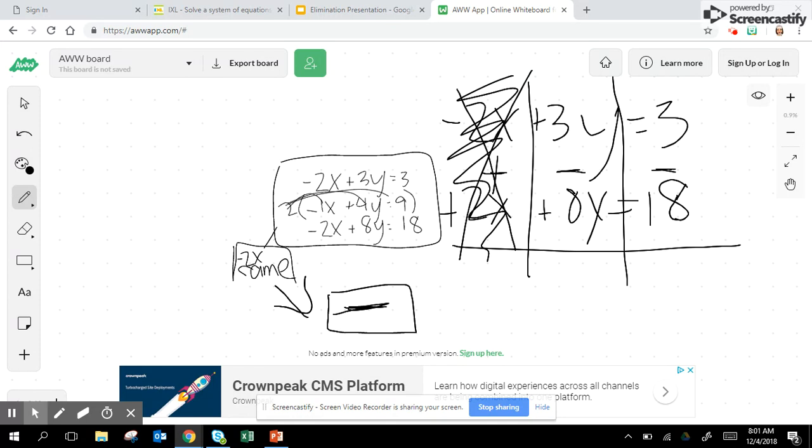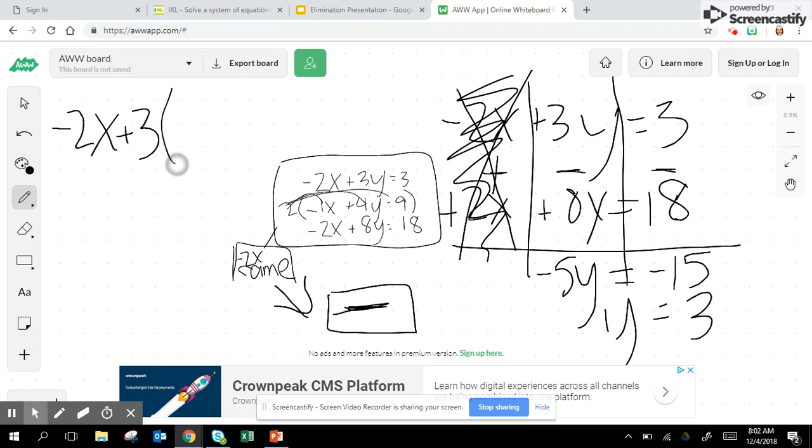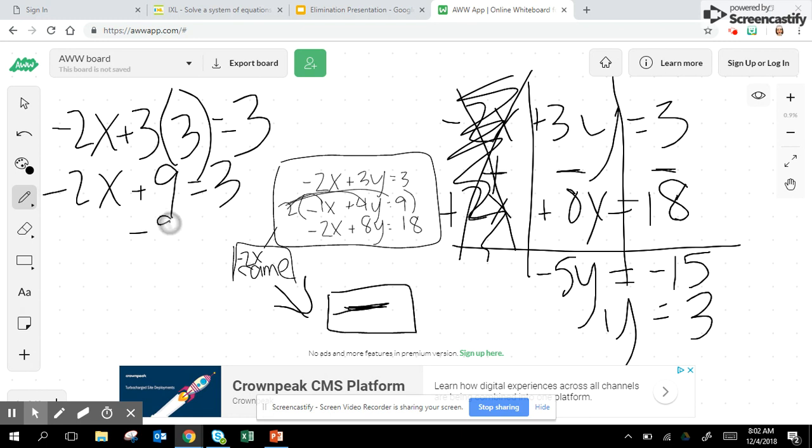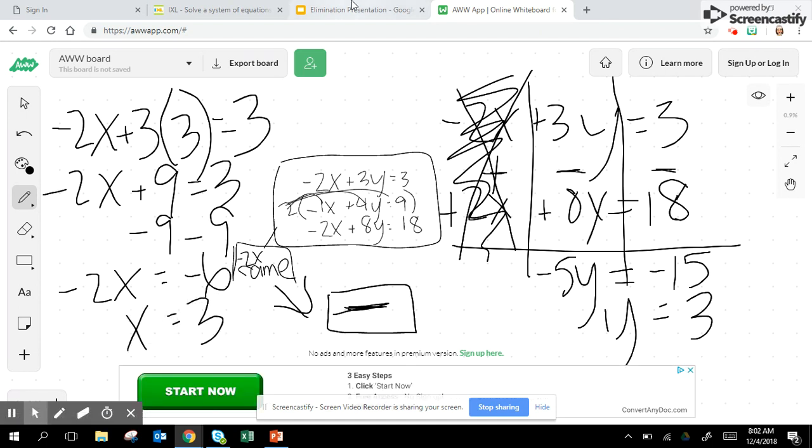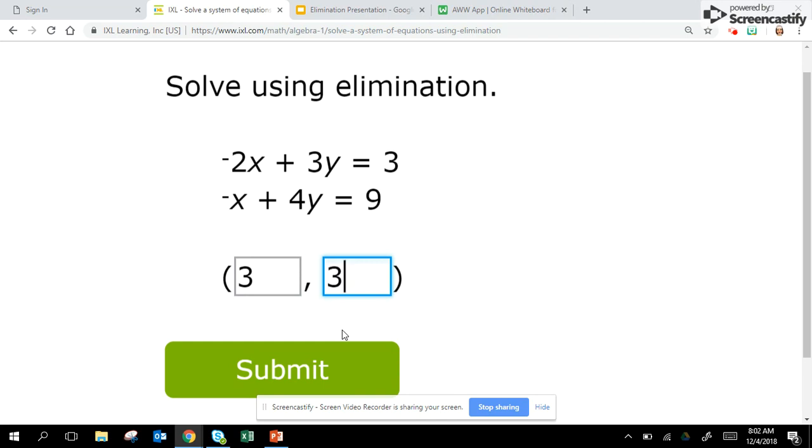Okay. So these are going to cancel out. 3 minus 8 is negative 5y equals 3 minus 18 is negative 15. So that means y is 3, right? We're going to plug that back in. I get negative 2x plus 3 times 3 equals 3. Negative 2x plus 9 equals 3, minus 9. Negative 2x equals negative 6. So x is here 3. So my answer here is 3, 3.